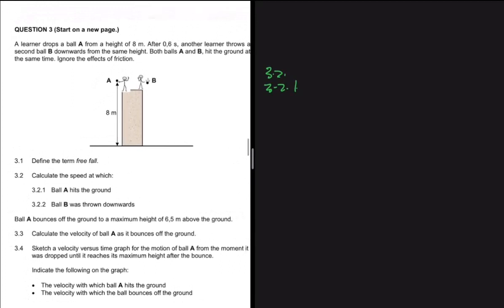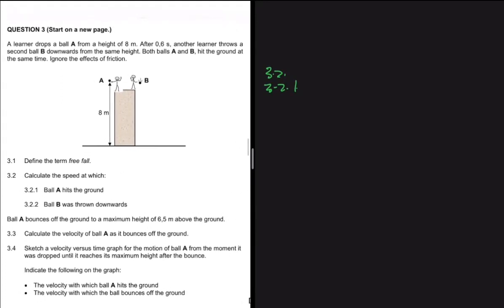So now let's go through our information and see what is happening here. We are told that a learner drops a ball from a height of 8 meters. So before we go any further, we know that VI is equal to 0 meters per second, right? Because the ball is being dropped. And then let's choose the direction that we're taking as positive. Let's just go ahead and take up as positive.